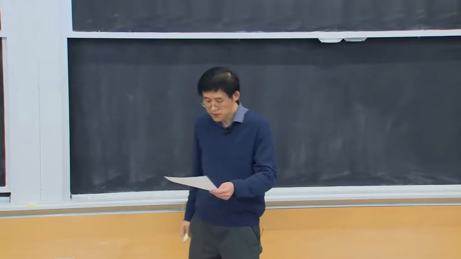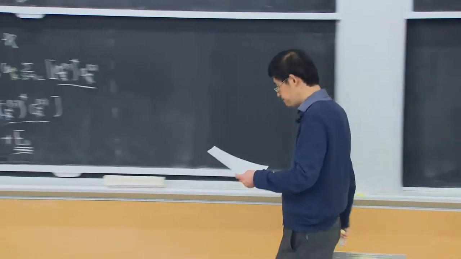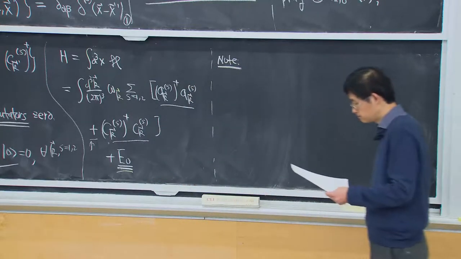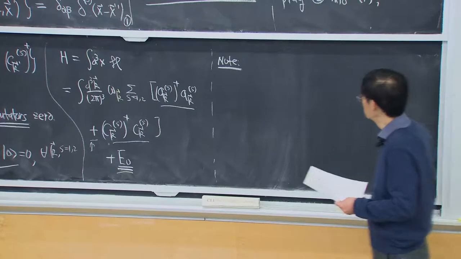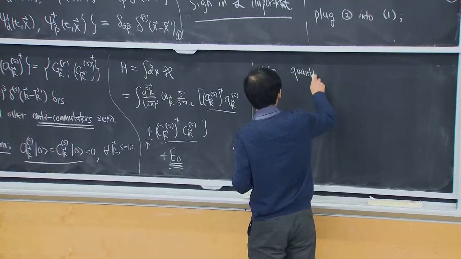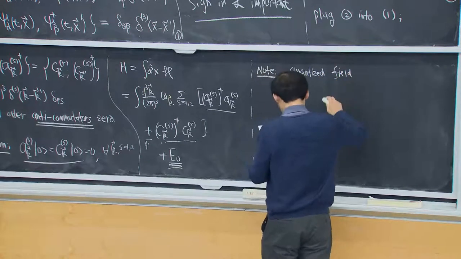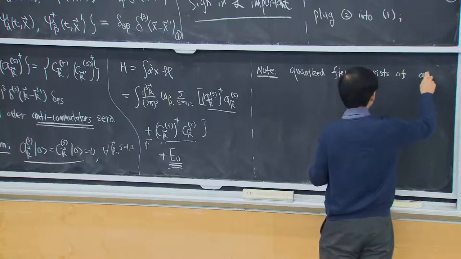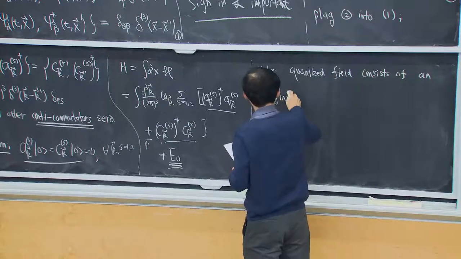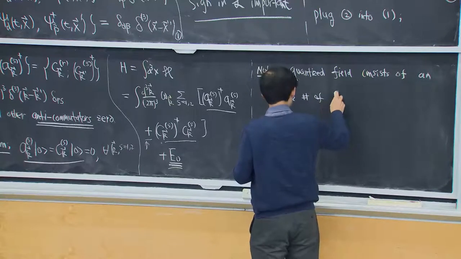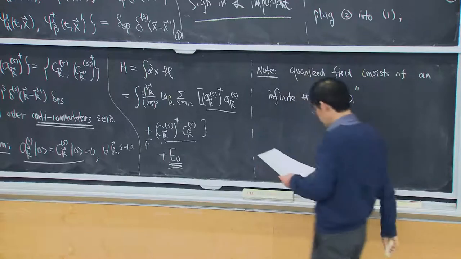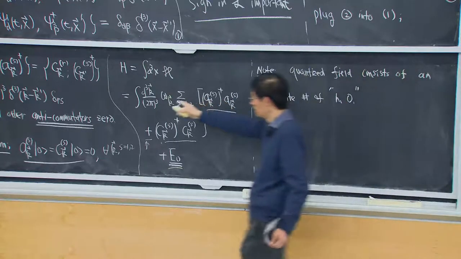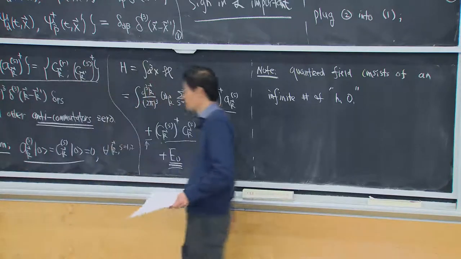Good. So let me make some comments on this E0. Again, the quantized field, as in the scalar case, essentially consists of an infinite number of harmonic oscillators. Now I need to put those harmonic oscillators in quotes, because these harmonic oscillators are defined in terms of anti-commutators rather than commutators.